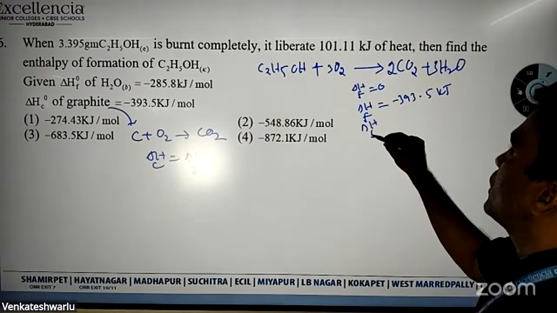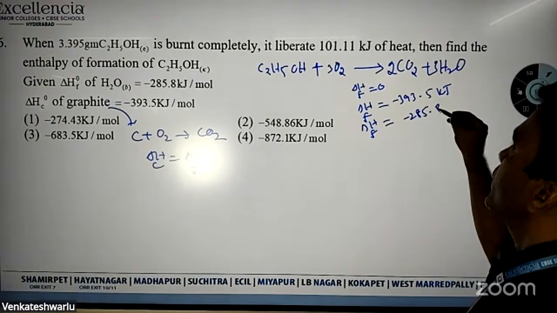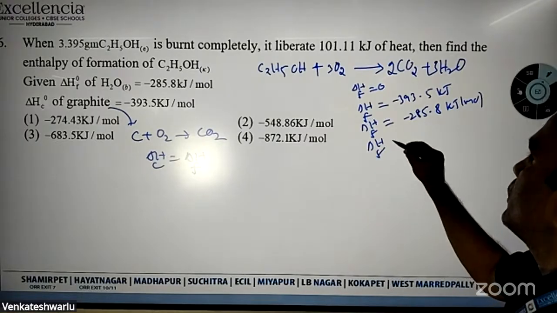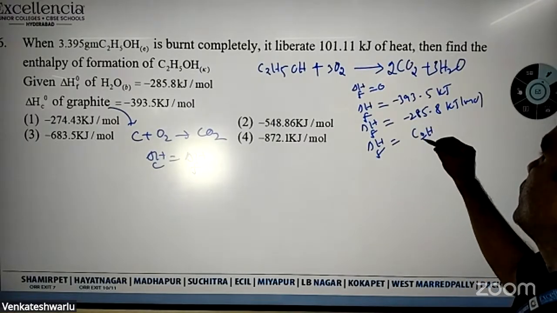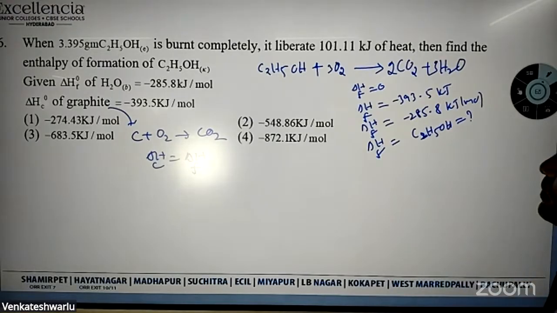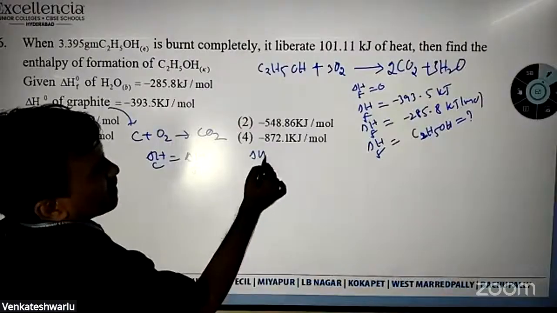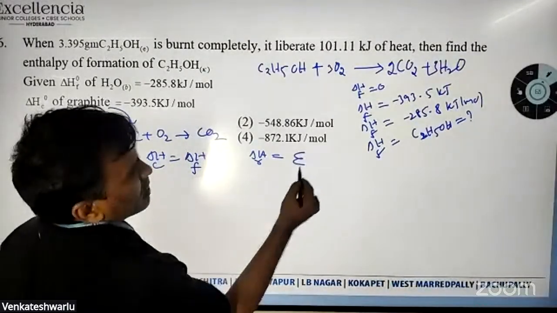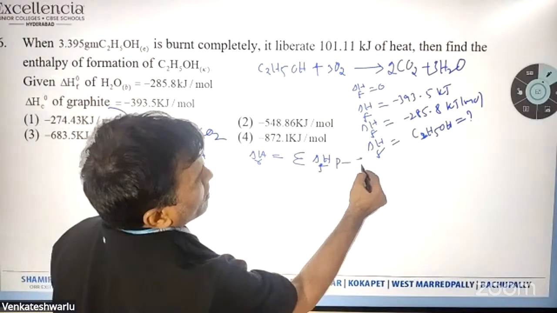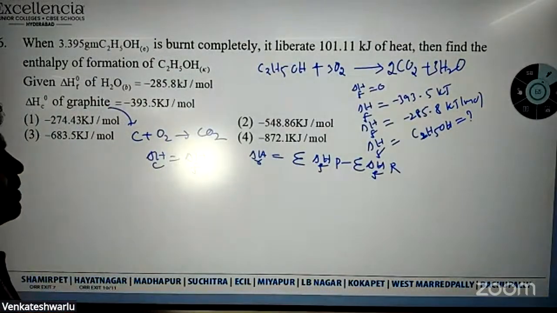Now heat of formation of water is also given. That is minus 285.8 kilojoule per mole. Now they are asking the heat of formation of ethanol, so that we need to find. But here we should know the heat of the reaction. Heat of the reaction is equal to the summation of enthalpy of formation of the products minus enthalpy of formation of the reactants. So we have to use this expression here.